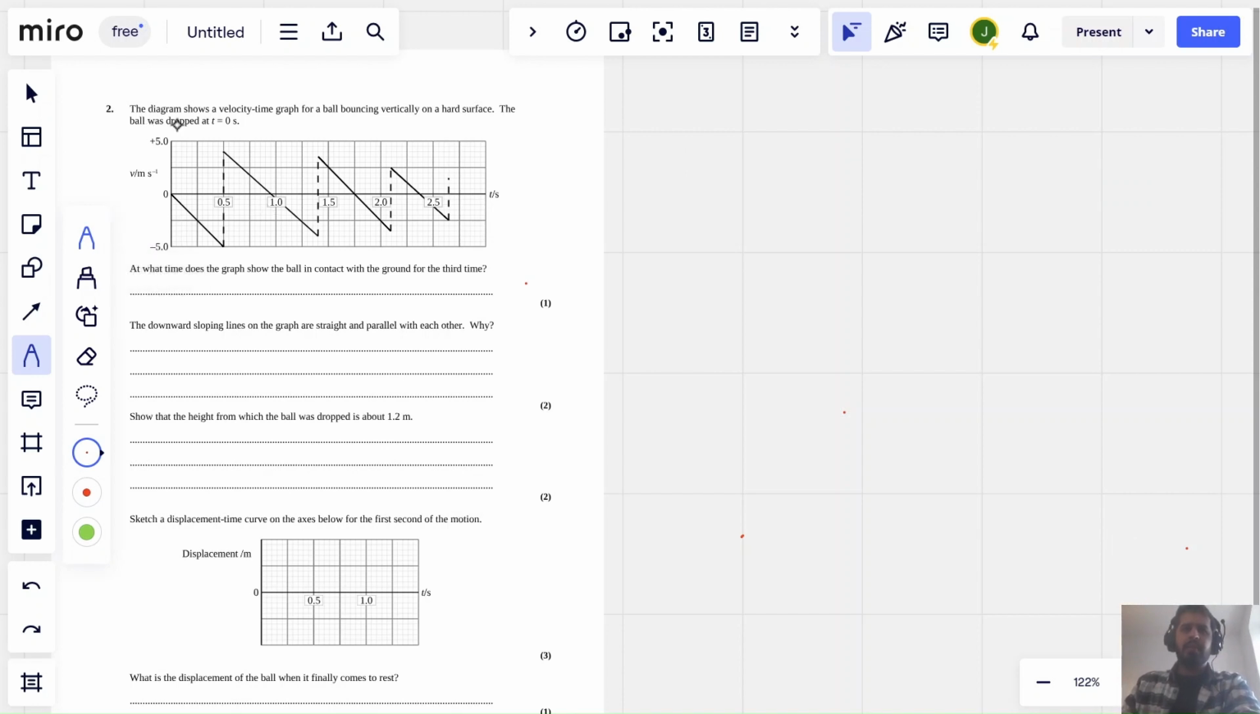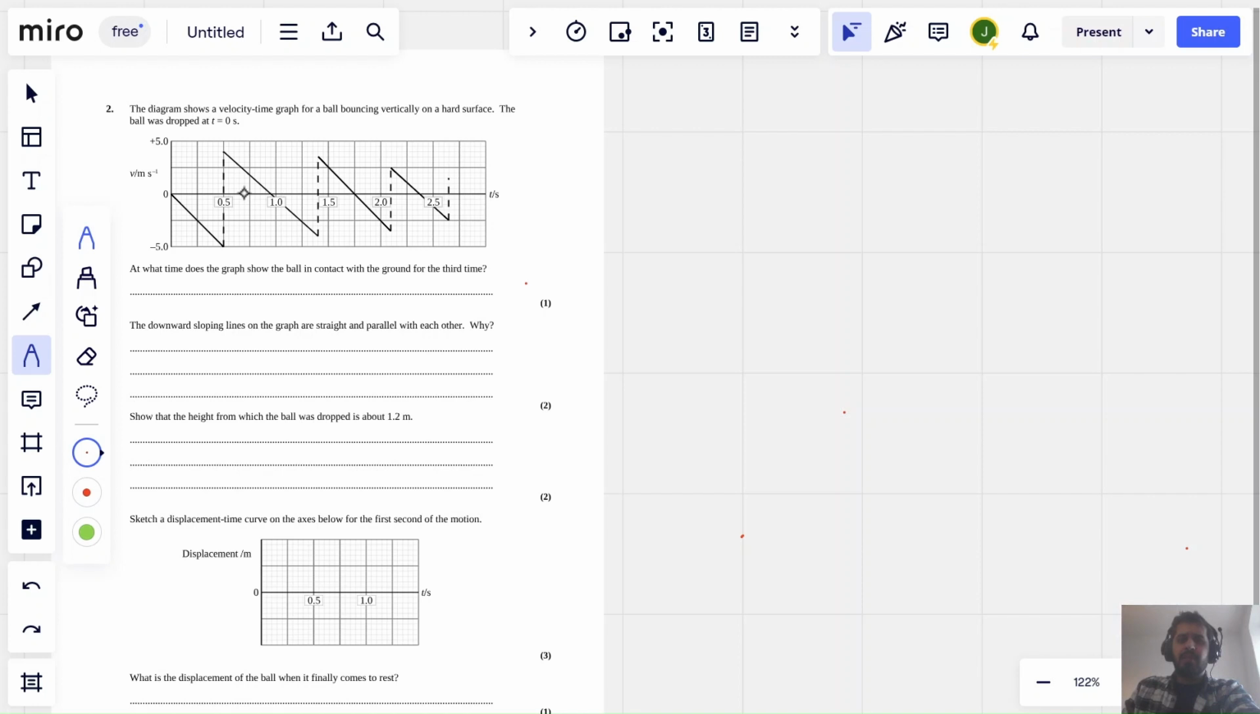Next, we have the diagram shows a velocity time graph for a ball bouncing vertically on a hard surface. The ball was dropped at time t equals 0 seconds. At what time does the graph show the ball in contact with the ground for the third time? Now let's understand the graph first.